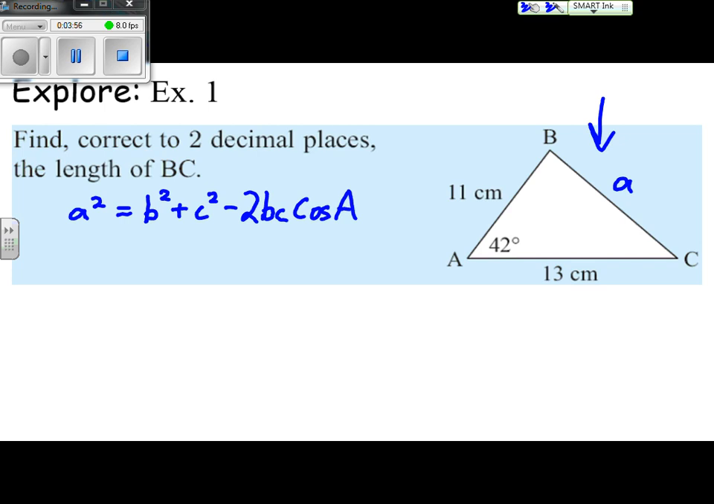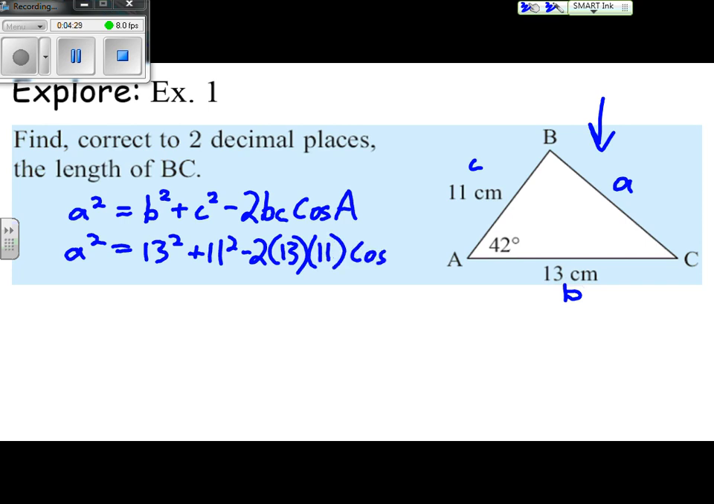On this example, I've got the letters all exactly where they would need to be in the formula. A is what we're trying to find, so I'm going to leave that as a squared in my formula. B, we know, would be across from angle B, so that would be this 13 here. So I'm going to have 13 squared plus c, which is across from big C, which would be this 11 here. So I'll have 11 squared minus 2 times that same stuff, the 13 and the 11, times cosine of angle A.